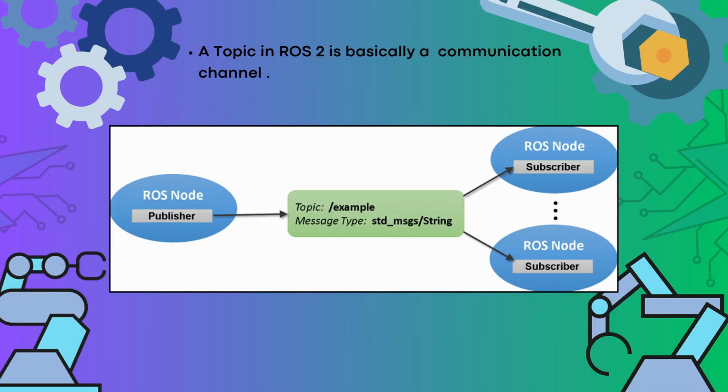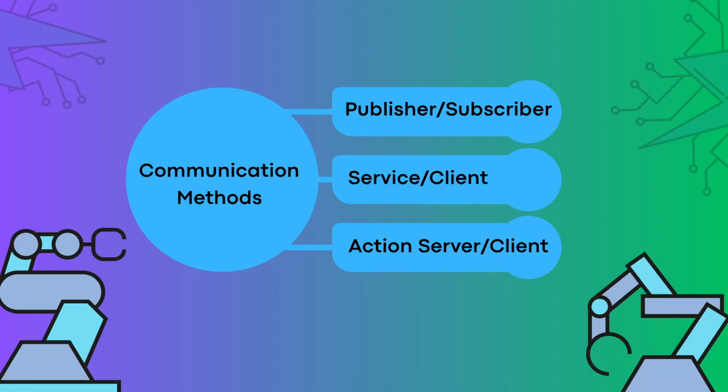Nodes communicate through topics. Topics let nodes exchange messages with each other. For example, your camera node might publish images to a topic, and another node, maybe an object detection node, subscribes to that same topic to process those images in real time. ROS2 gives us three main ways for nodes to communicate: publisher and subscriber, service and client, and action server and client.